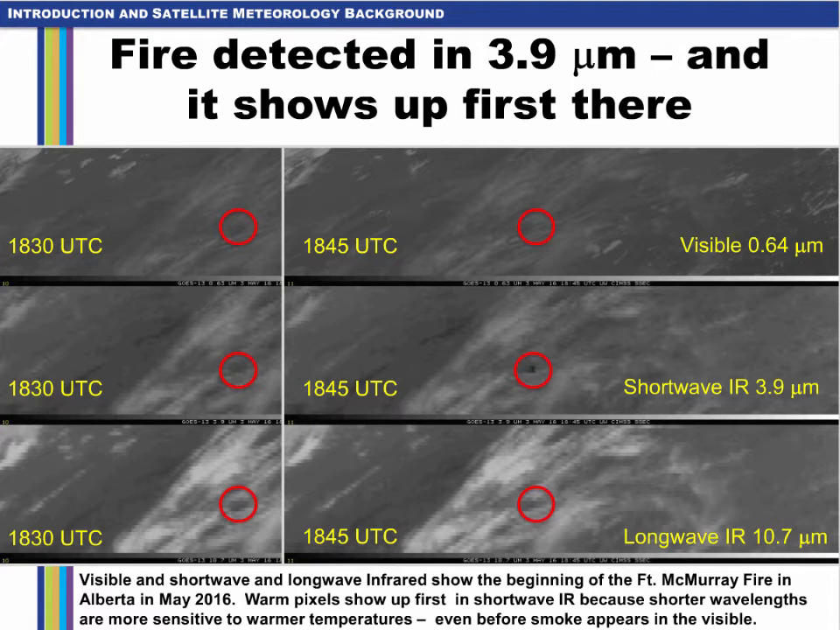When the Fort McMurray, Alberta fire started in early May of 2016, it was first detectable in the GOES 13 3.9 micron channel of 1845 UTC, before it was apparent in the visible or the 10.7 micron channel. That warmth is at 3.9 microns because the peak amount of emitted radiation has a wavelength of about 2800 divided by the temperature. This is called Wien's law. If the temperature is about 800 Kelvin, then that means a lot of 3.9 micron radiation will be emitted, and it will be detected by the satellite.